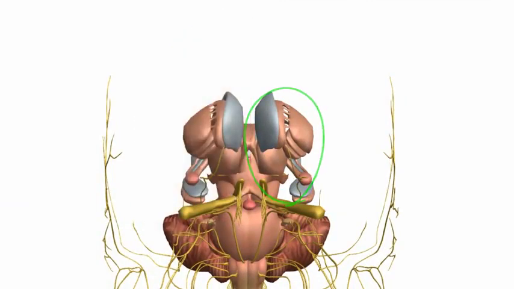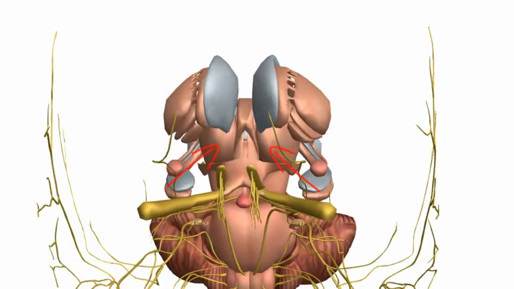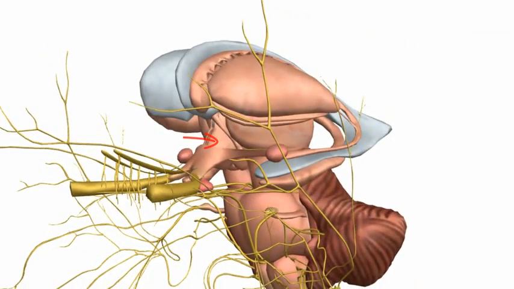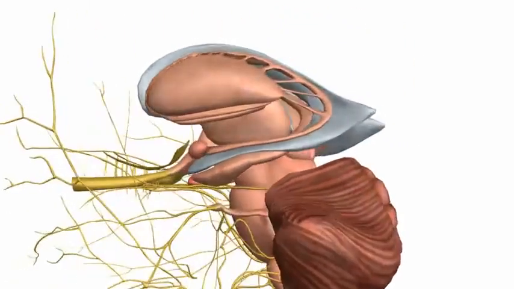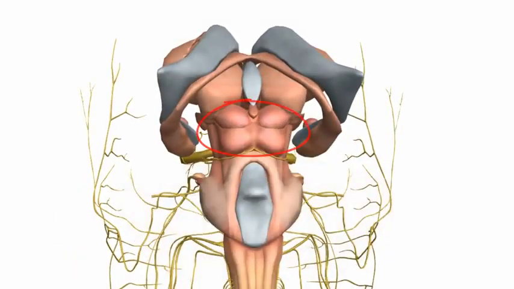So I'll just show you some familiar structures. So you can see the thalamus on either side, so the thalami. You can see the hypothalamus, and if I remove the cerebellum, you can see the midbrain with the colliculi sitting on the tectum.